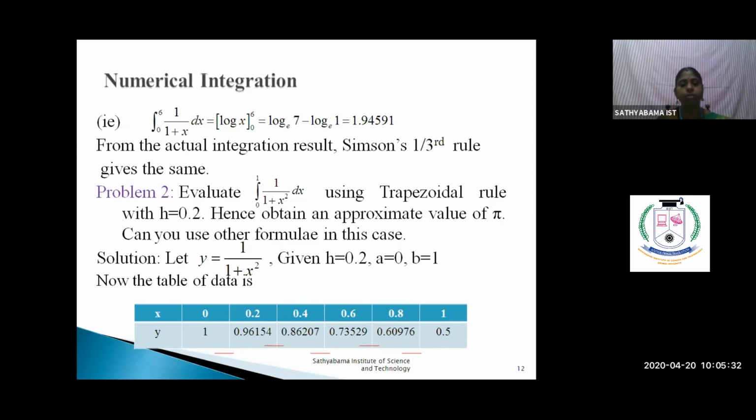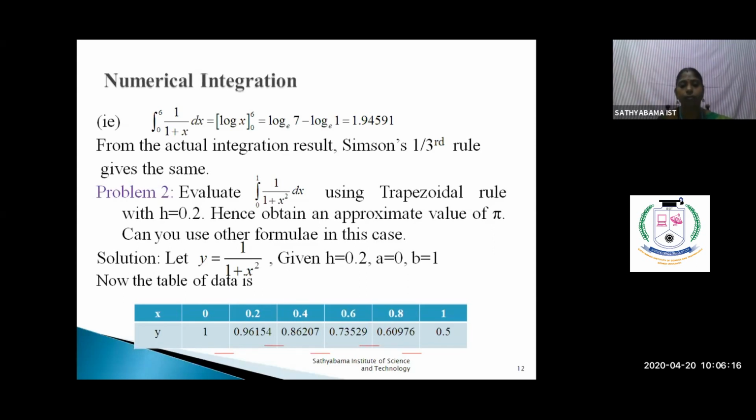And also it is given: hence obtain an approximate value of pi. Can you use another formula in this case? So first, use the trapezoidal rule by taking h equal to 0.2 and hence find the approximate value of pi. That's my first question. The second question is, can you use another formula in this case? Can I use Simpson's rule? That we have to see. How can we see? You know, what is your y? y is equal to 1/(1 plus x squared). So that is written. The given value of h is what? 0.2. You know well what a and b are, that is x0 to xn. x0 is 0, that's a. xn is b.